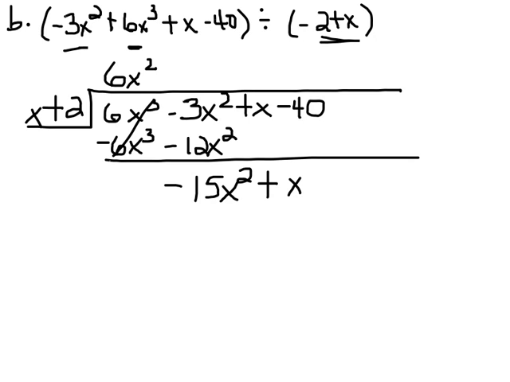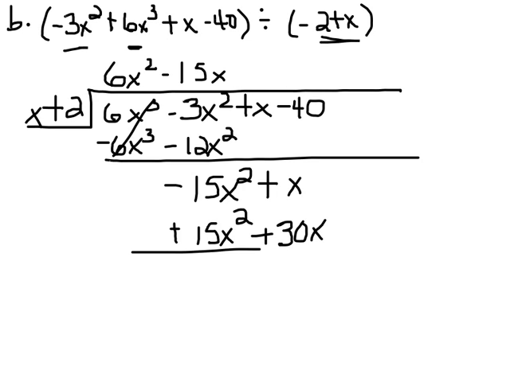Now we start all over again. We divide. X into negative 15x squared is negative 15x. Now I multiply. Negative 15x times x is negative 15x squared, but I change the sign so it's positive. Negative 15x times 2 is negative 30x, but we're going to change that sign. It's going to be positive 30x. Do our subtraction. We have 31x. Bring down this last term.